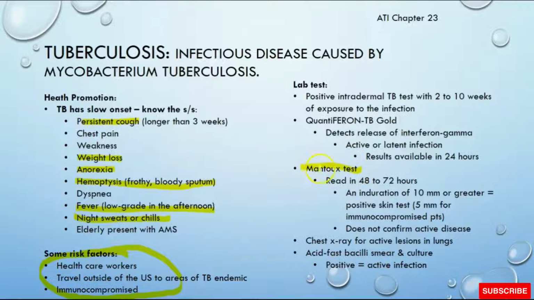The test that you do as students is the Mantoux test, but it does not confirm an active disease, because TB can lie dormant, which is some of the problems with TB. And that's where a chest x-ray can look for active lesions in the lungs. The acid-fast bacillus smear and culture, if it is positive, it can indicate an active infection. Quantiferon TB Gold, that can show either an active or latent infection.